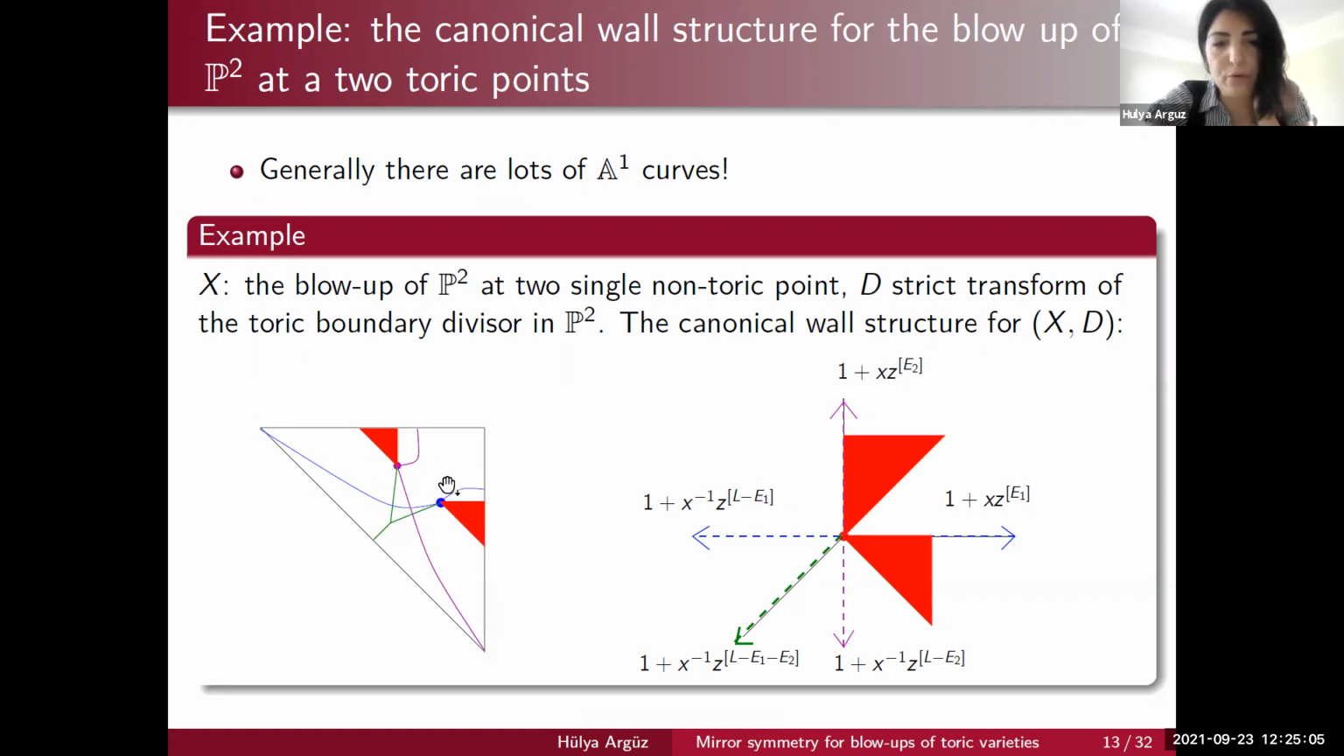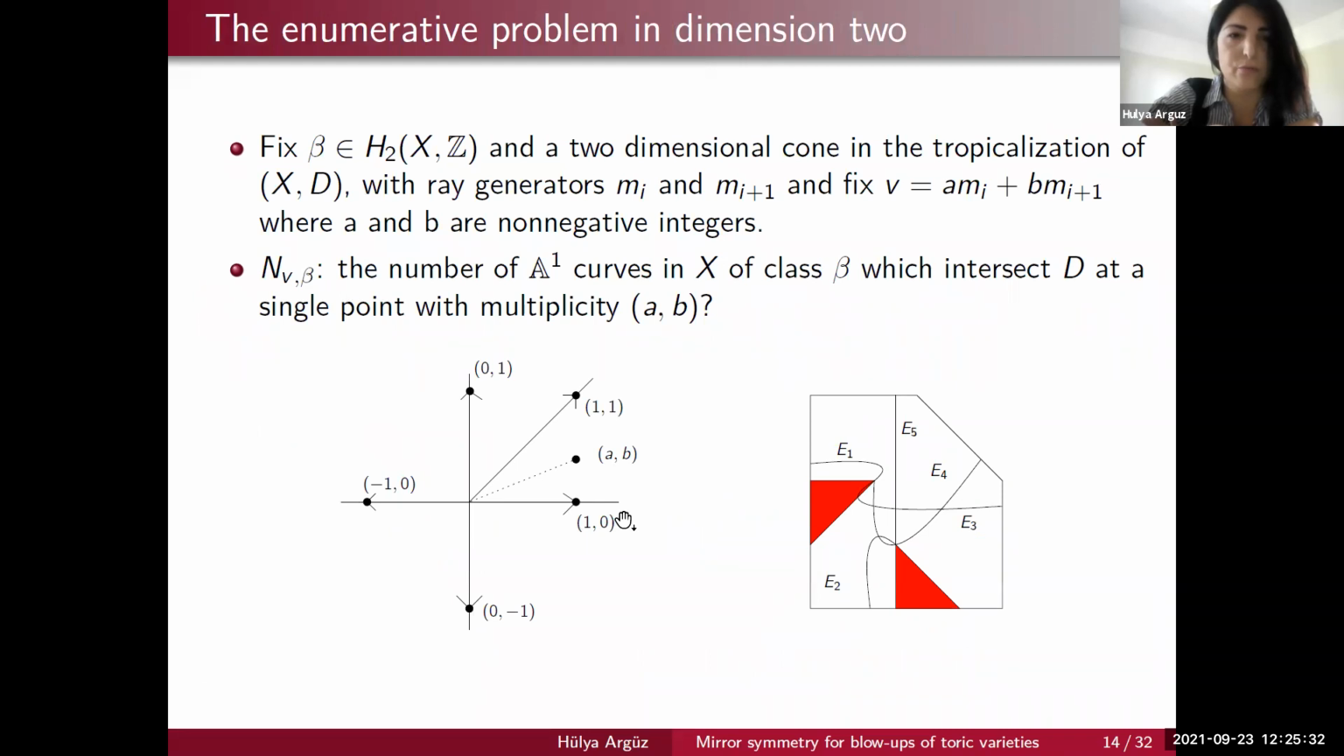So if you blow up 2 points in P2, if you take the strict transform of a line in P2 which passes through those 2 points, you get another -1 curve, which on the base I illustrated like this, like a sphere over this green thing. So generally things interact and you have more and more walls, and you need to keep track of those things as well. So it's solvable to take care of all A1 curves.